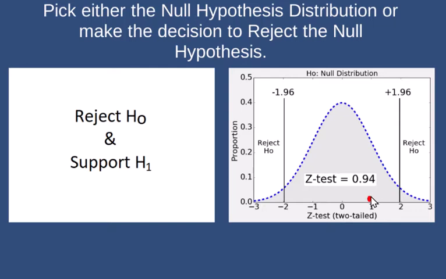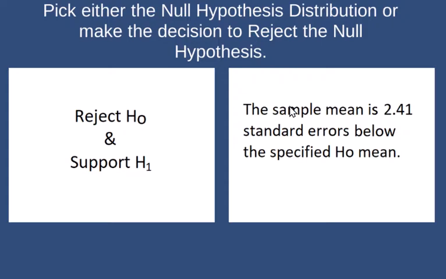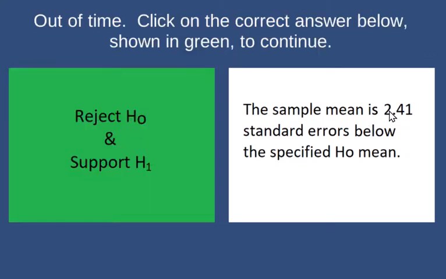A z-test of 0.94, again, it's within those boundaries of negative 1.96 to positive 1.96. Because it's right where the null hypothesis distribution said it should be, in that 0.95 zone, we will go ahead and retain the null. The sample mean is 2.41 standard errors below the specified null mean. That's a z-test value of negative 2.41, and it is outside our boundaries of plus minus 1.96, so it's rejected.